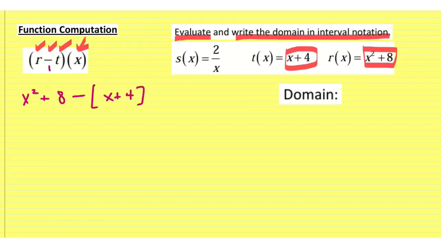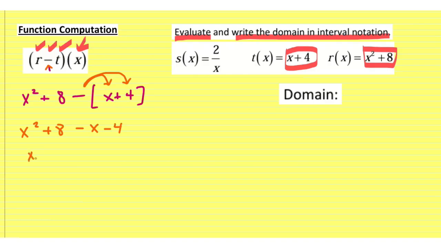Okay, so it's important that you understand that when you're subtracting, you need to distribute the subtraction sign or the negative into every piece of the function that you are subtracting. So let's do that first. So x squared plus 8, and then minus x, and then minus negative 1 times the 4, which is going to be negative 4. Now let's combine the like terms.